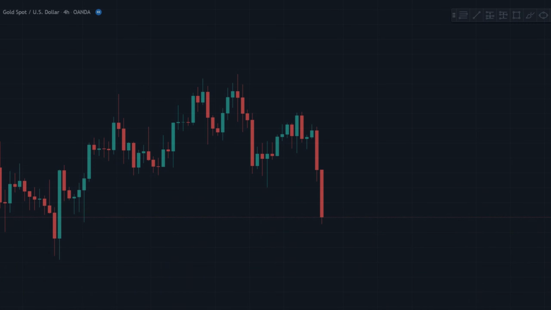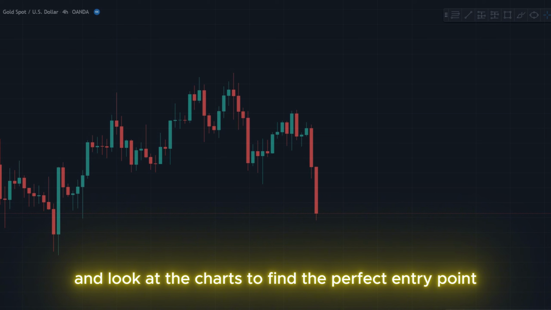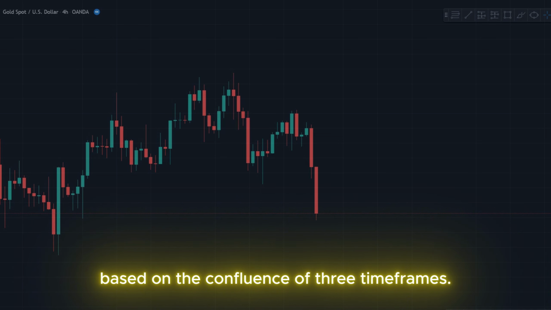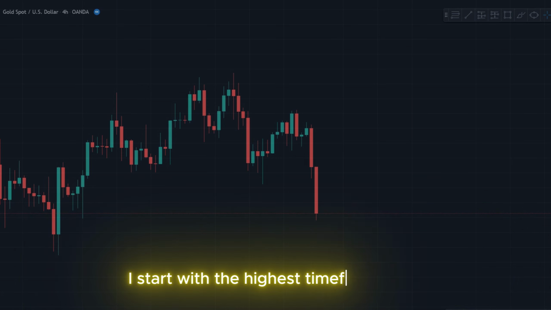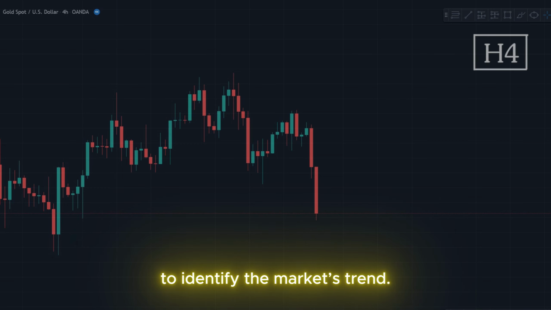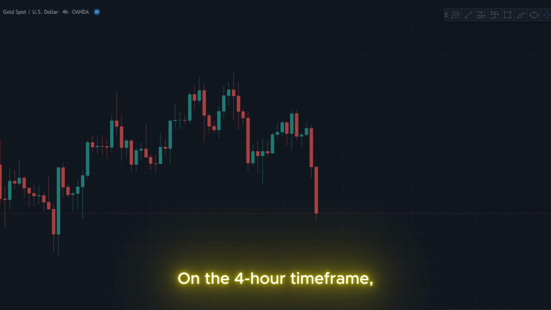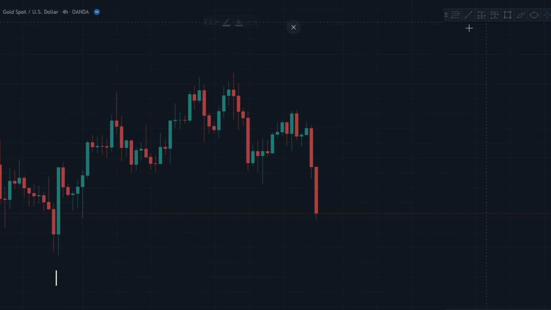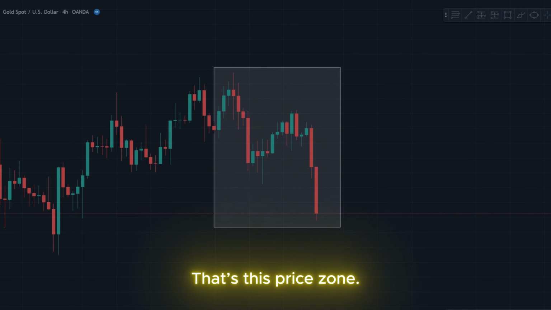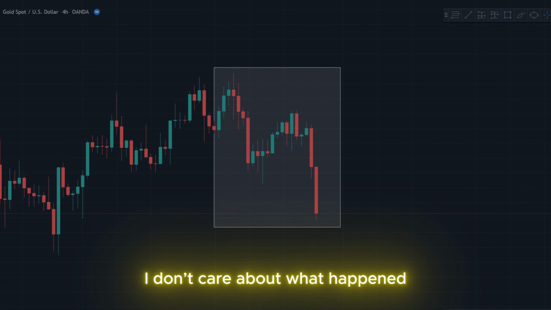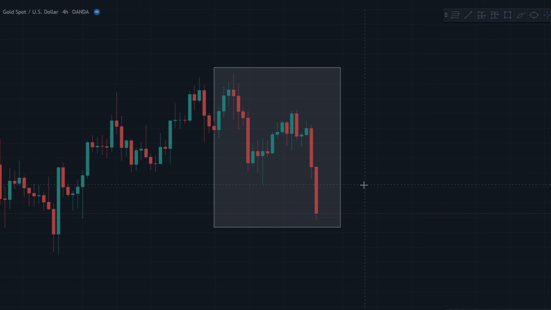Now, let's dive in and look at the charts to find the perfect entry point based on the confluence of 3 timeframes. The 3 timeframes I use are 4 hour, 1 hour, and 15 minute. I start with the highest timeframe first, which is the 4 hour chart, to identify the market's trend. On the 4 hour timeframe, I only focus on the price zone closest to the current price. That's this price zone. I don't care about what happened before it.